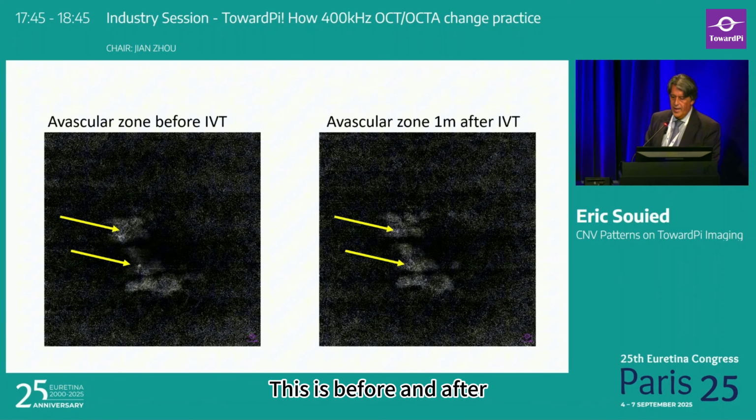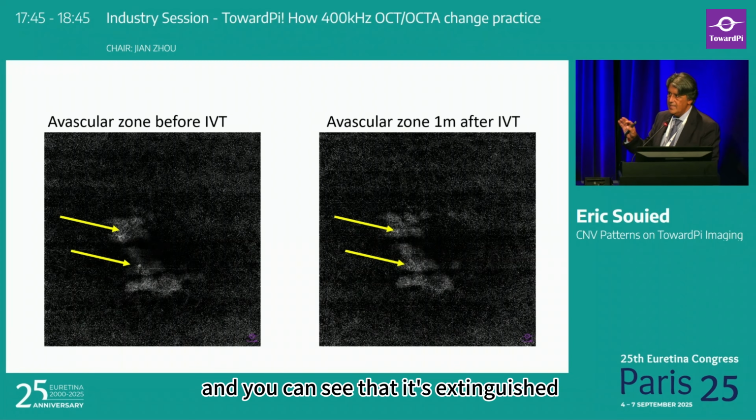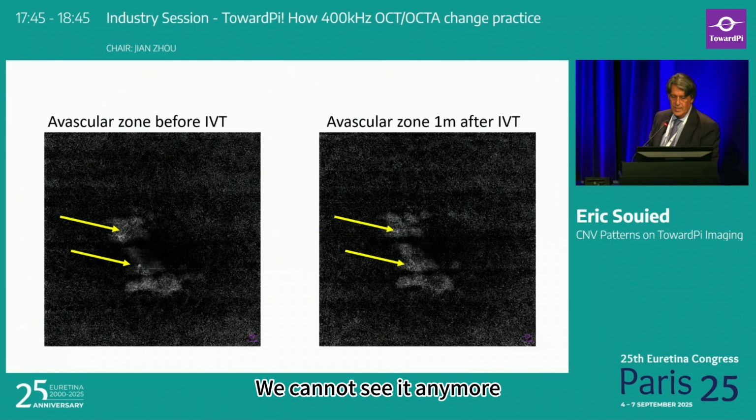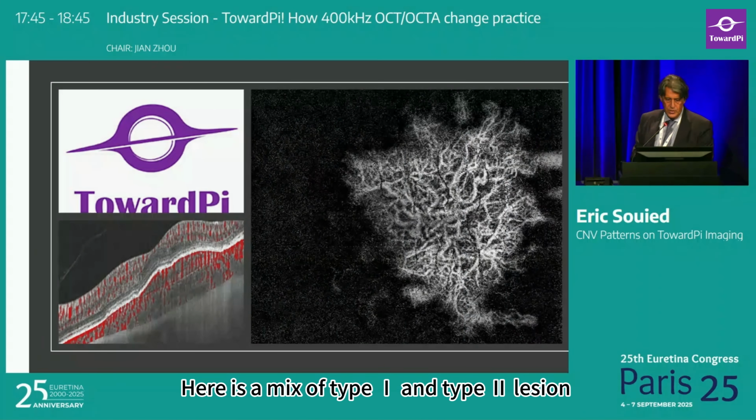This is before and after a single intravitreal injection of anti-VEGF, and you can see that it's extinguished. We cannot see it anymore. We had two zones of type 3 in this patient, and after the injection, the lesion disappears. Here is a mix of type 1 and type 2 lesion.